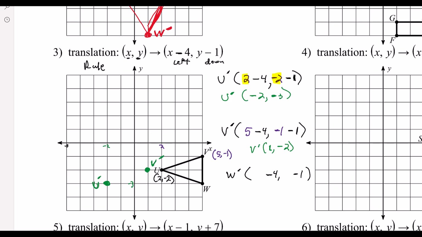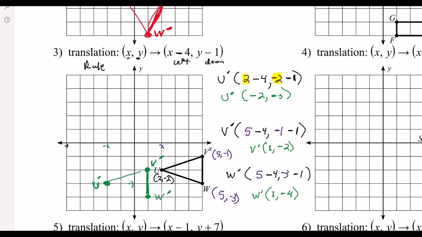All right, finally, let's do the W's. That's 5, negative 1, 2, 3, so 5, negative 3. So our X is 5, our Y is negative 3. 5 subtract 4 is 1. Negative 3 subtract 1 is negative 4. All right, so at 1, negative 4, this is the W prime.